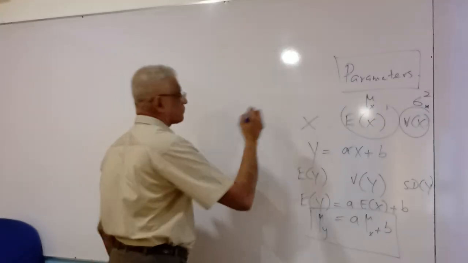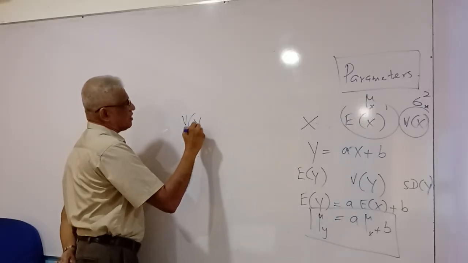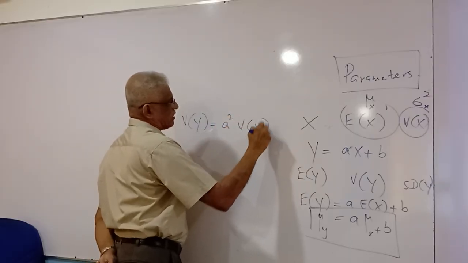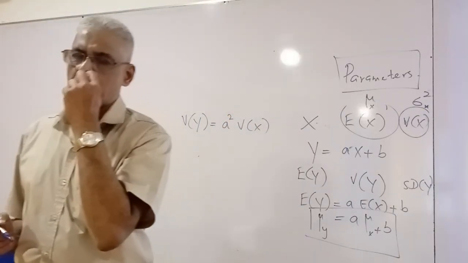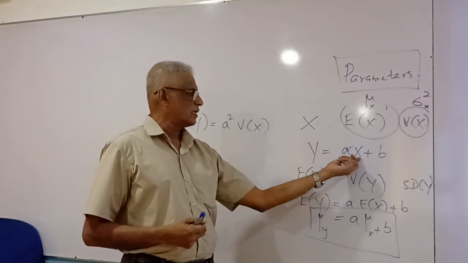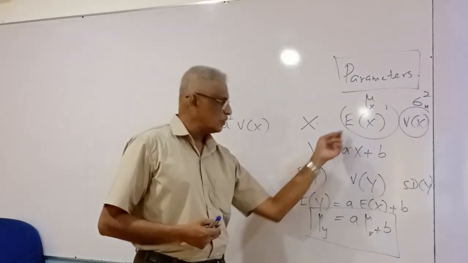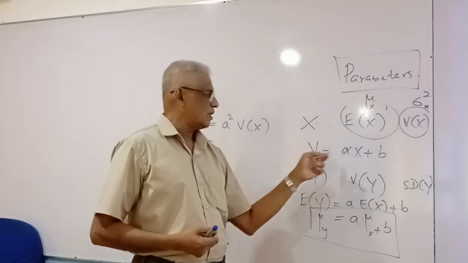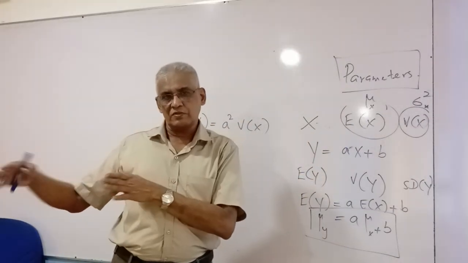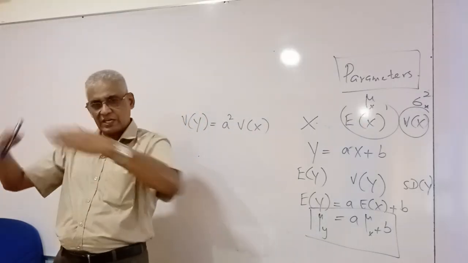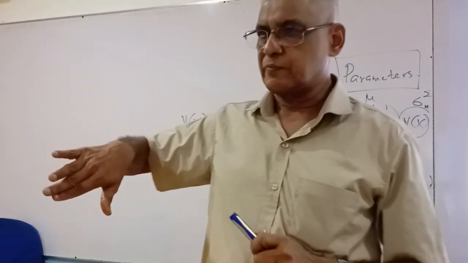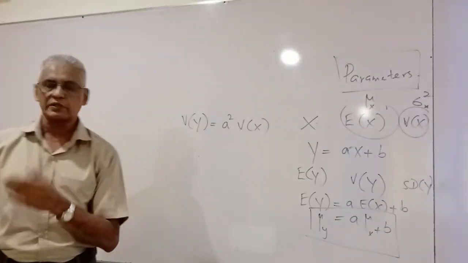And the variance of y is equal to what? a square times the variance of x. b doesn't come in because when you are transforming like this, we are first multiplying by a and then adding. So ax is a new random variable, and the variance of ax will be a square times the variance of x. When you add b, the whole distribution shifts, but the variability doesn't change. All the values shift as they are, only the location changes. So b will not have any effect on the variance.